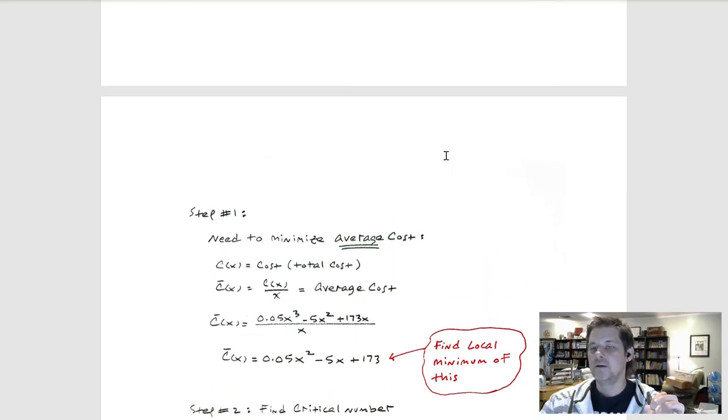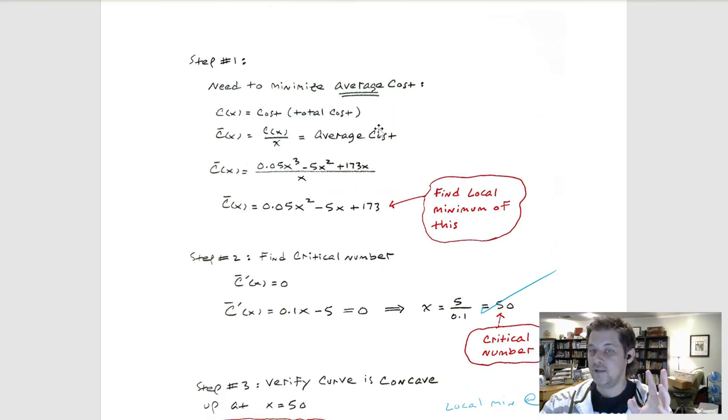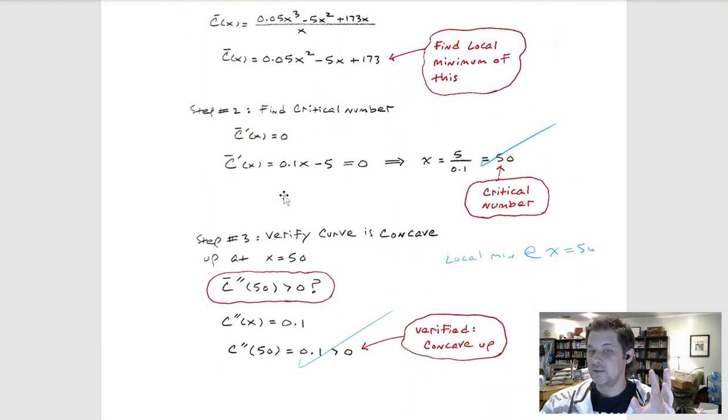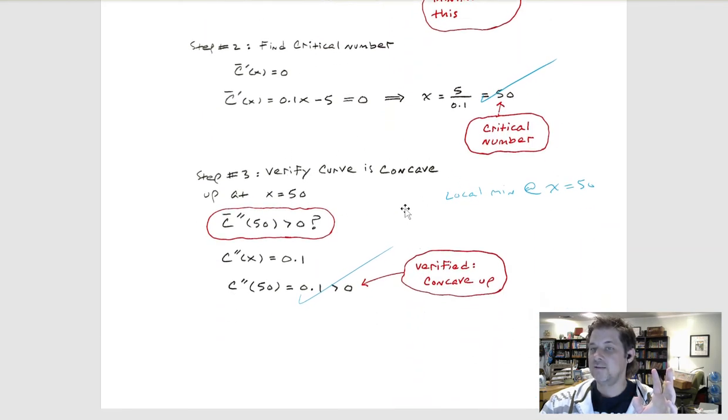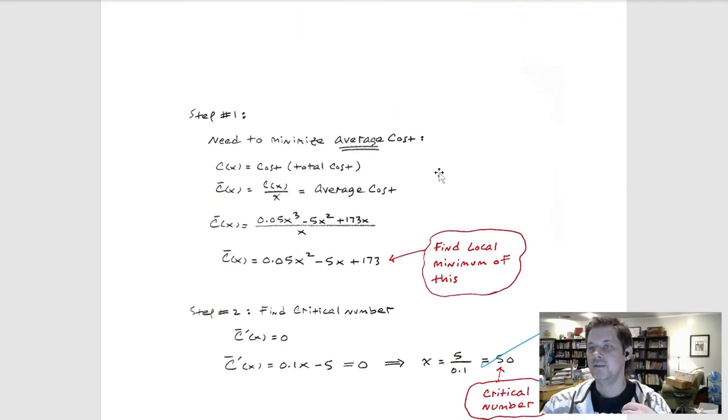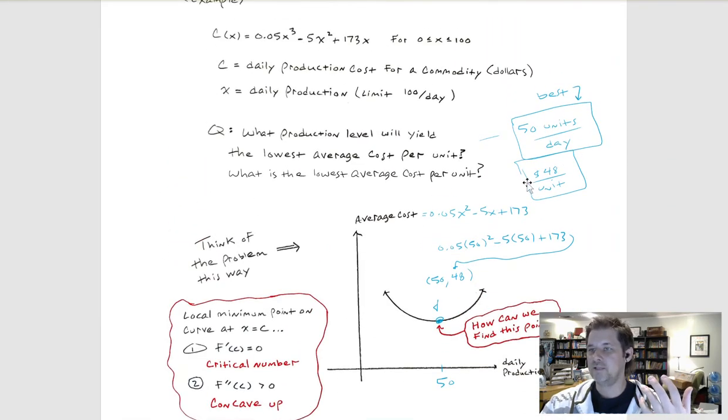And then if you find the critical number and verify that the curve is concave, either up or down, depending on whether you're trying to find a maximum or minimum, then you've got it. You get your answer from there. Then the last part would just be to state your answer specifically to whatever the question asked. So the answer is not really 50. It's that the production level that's the best is 50.